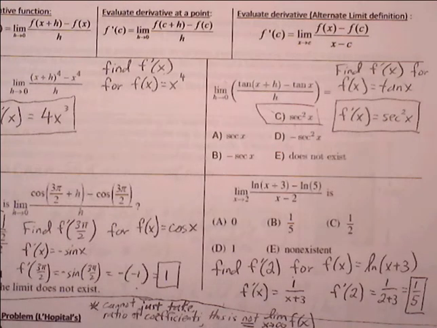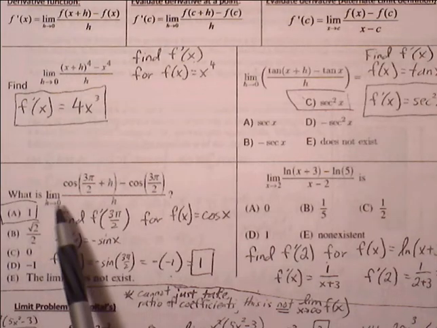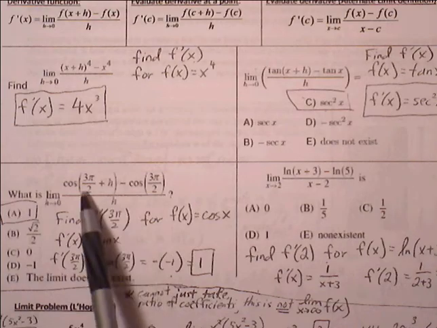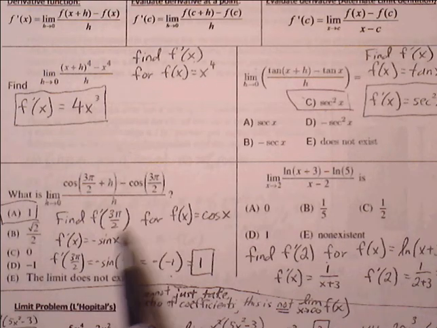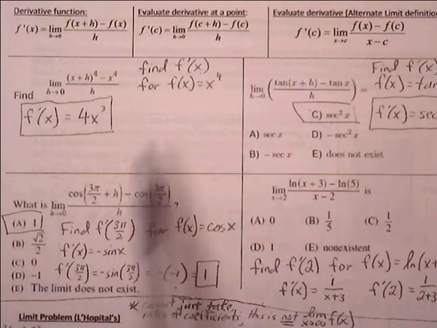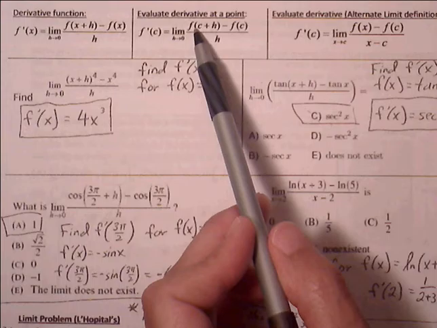Okay. All right, let's take it one step further here. What is the limit as h approaches 0 for this expression? Now notice that there are no more x's in this notation. All the x's have now been replaced with the c value. Okay, and this c value is 3 pi over 2.